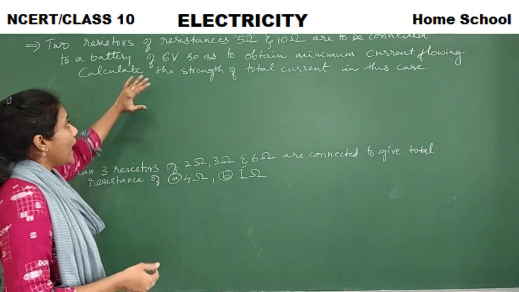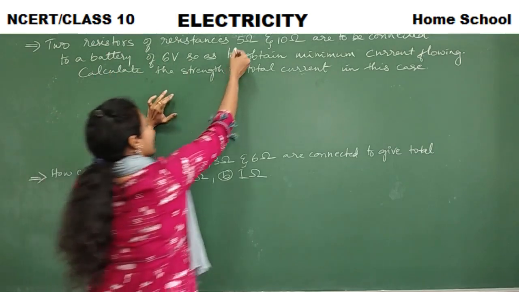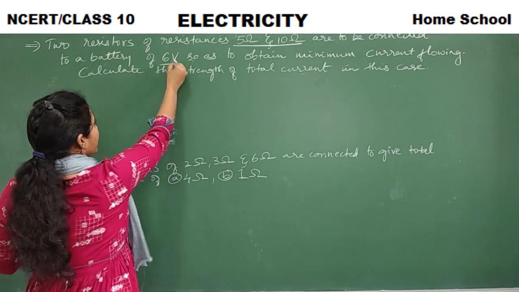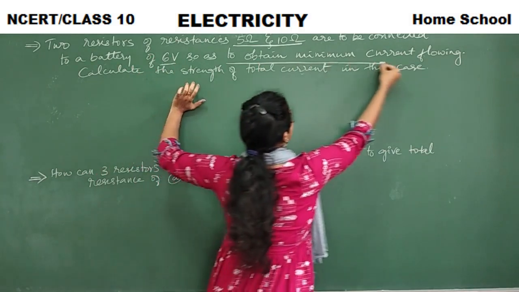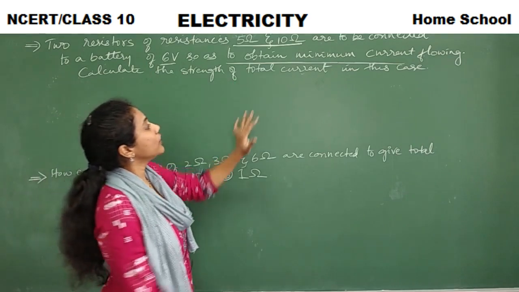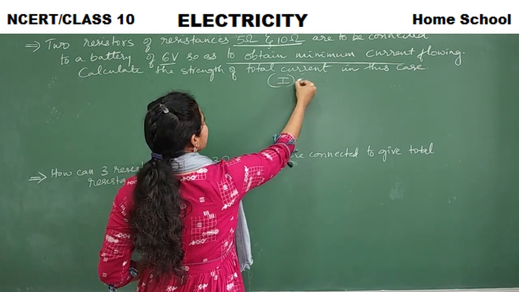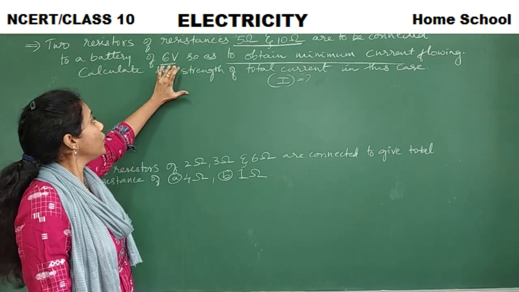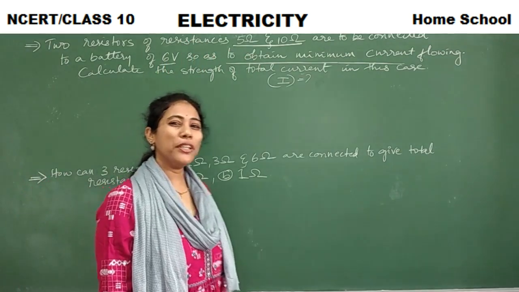To the next question, observe the question carefully. Two resistors of resistances 5 ohm and 10 ohm are to be connected to a battery of 6 volts so as to obtain minimum current flowing. Calculate the strength of total current. They are asking you to calculate I. Voltage is given. What is the given voltage? 6 volts. And two resistors are there. Their resistances are given. So how do you calculate?